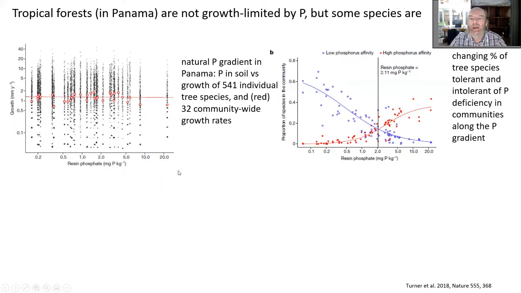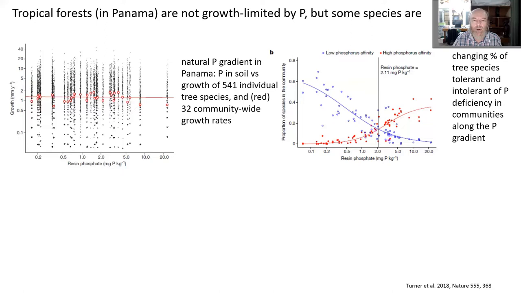However, the composition really changes. And when you test the phosphorus requirements of different tree species, the low phosphorus tolerant species are declining, and the tolerant species are increasing. So there is an almost complete change in community structure. So there is a big effect of phosphorus on some tree species, but not on the community overall.